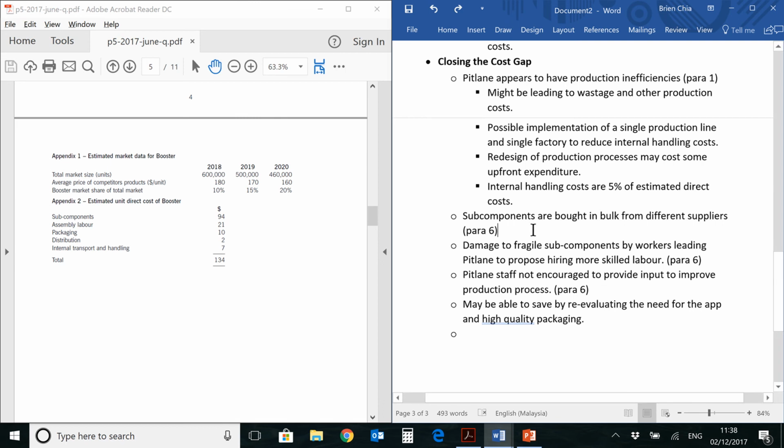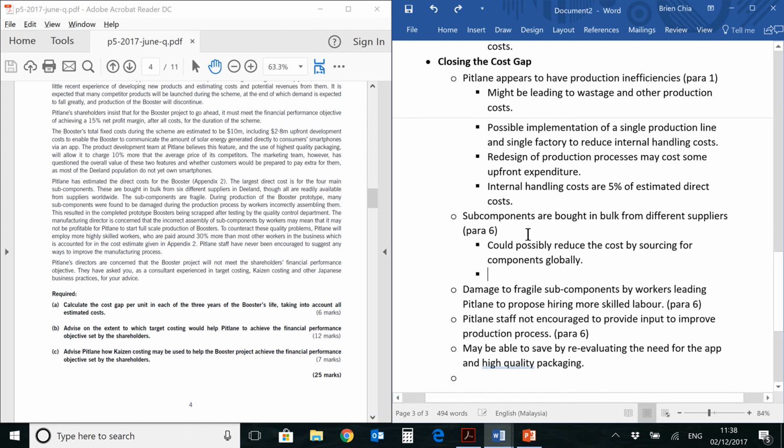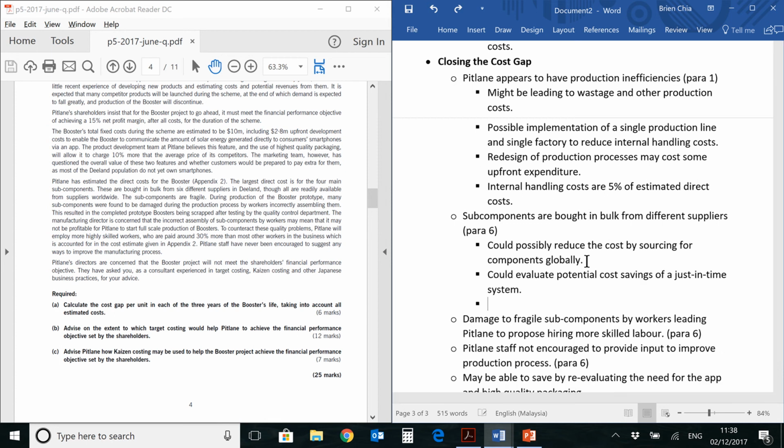My second item, subcomponents are bought in bulk from different suppliers. This is from paragraph 6, which we will find over here. 6 different suppliers in D-Land, all of them local. However, they have specifically mentioned worldwide suppliers. So what we could do is source components globally. This might help us save money in the long run and probably take advantage of economies of scale in other countries. And we could also evaluate potential cost savings of a just-in-time system.